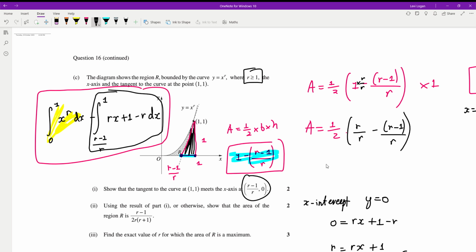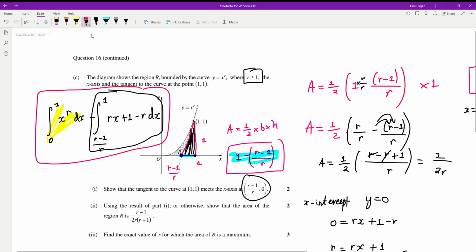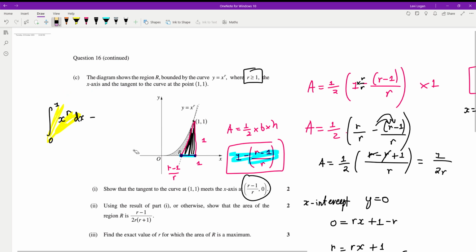Now we can combine these two. So we have the area is a half of r minus r plus 1 all over r. So we can see here that cancels and that cancels because I distributed that negative, and that turned out to be positive. So what we get is 1 over 2r for that region there, which is equivalent to this integral here. So what we can do is rub out that integral now because we no longer need it. So 1 over 2r, and that's it.